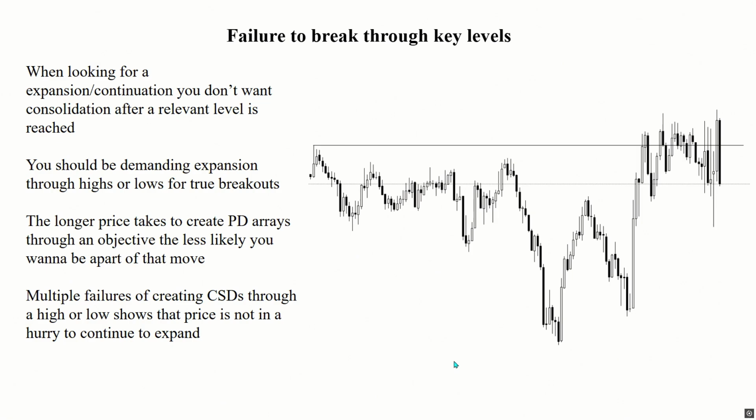The longer price takes to create a PD array through the objective, the less likely you want to be a part of that move. Multiple failures of creating a change in the state of delivery through a higher low show that price is not in a hurry to continue to expand. If you learn anything from today, please screenshot this, write this down, whatever. These last two boxes are what has helped me take a lot fewer unnecessary losses.